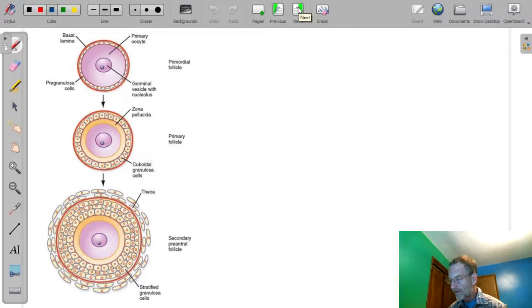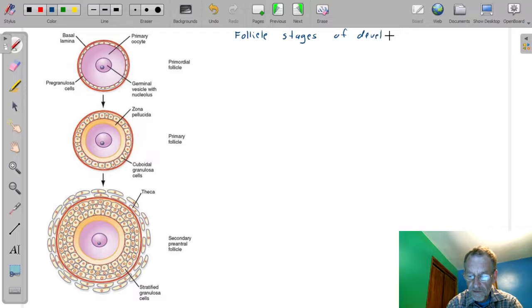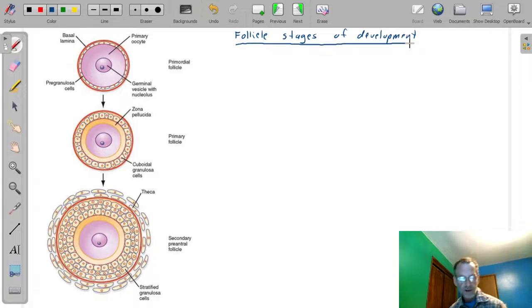Now we are looking at follicles, different stages of egg development within the ovary. So these are follicular stages, follicle stages of development. So shortly we will look at both the ovarian cycle, which includes the follicles, and we'll look at the uterine cycle, which includes growth and regeneration of the endometrium.